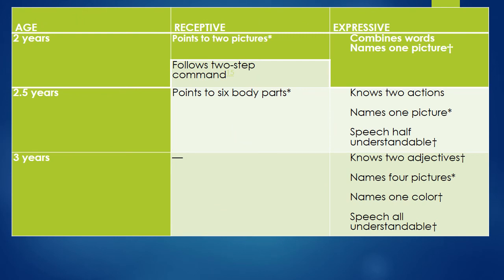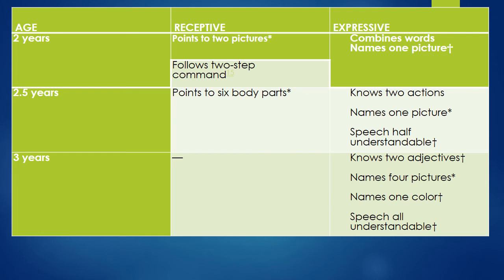Now, you are sure that a child is developing the language in a normal way, or in a typical way, when the child is 2 years old and can point to two pictures and can follow two-step command. And also, with expressing the language, this 2-year-old child can combine words and names one picture. When the child is 2.5 years old, this child could point to 6 body parts, knows 2 actions, can name one picture, and speech is half understandable.